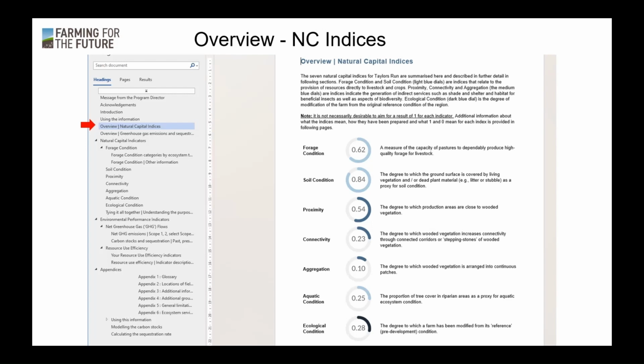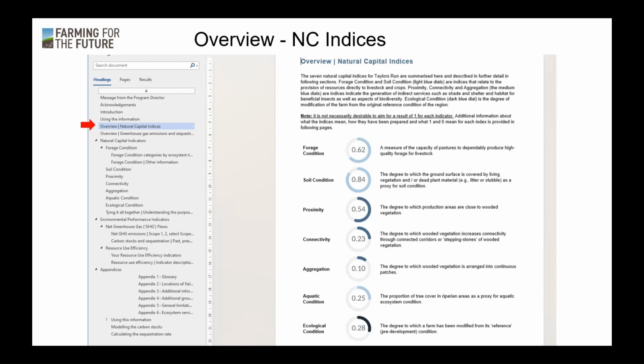Thirdly, these indices have been generated so that you can track change over time on your farm. And whilst they can be used to compare farms across a particular index, our primary goal here is to be able to provide you with information so that you can track change over time with respect to these natural capital elements, and that can feed into your decision-making processes.